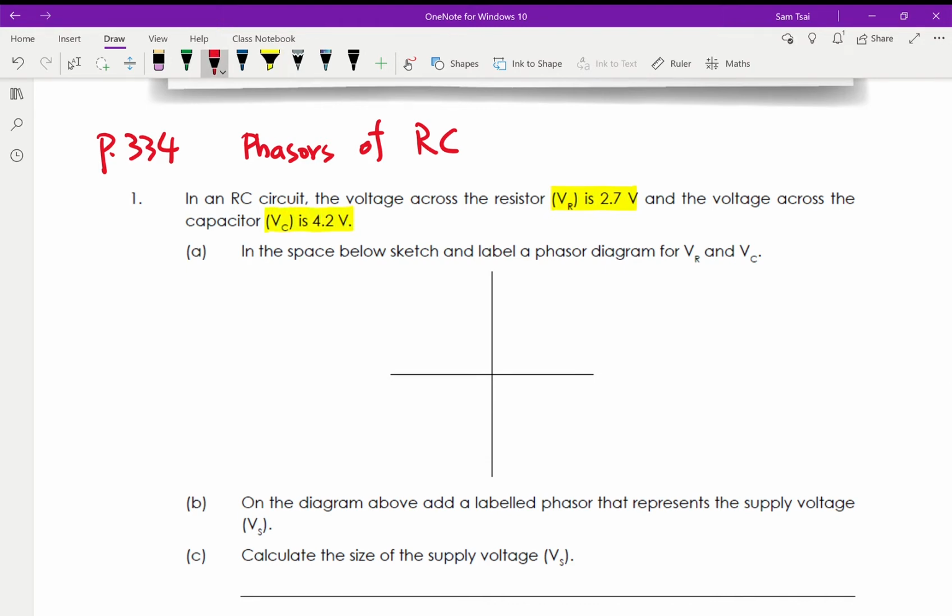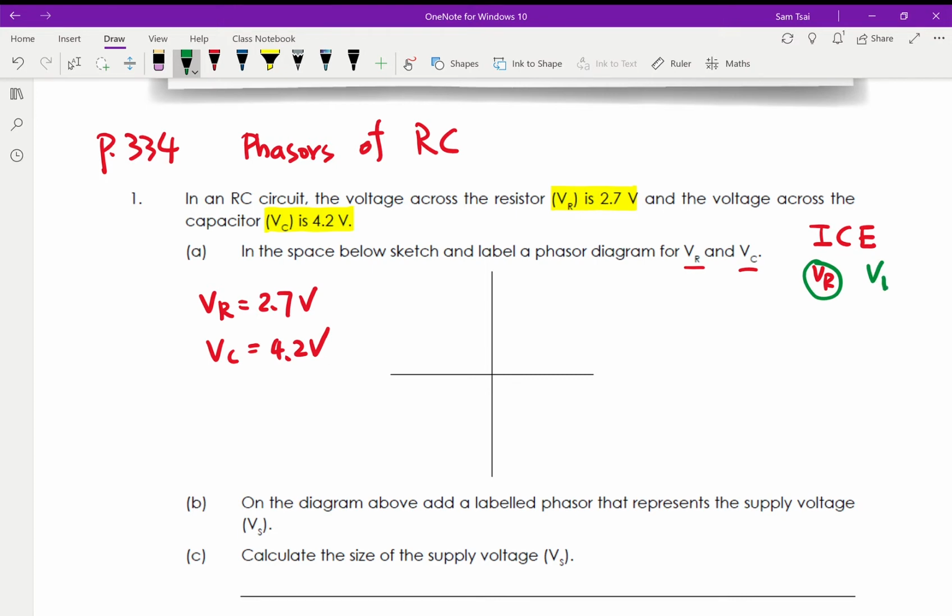So I probably write down one more time. VR is 2.7 and VC is 4.2. They want you to sketch and label VR and the VC. So what do you need to use? What concept do you apply for this one? Okay, remember ICE, and I is VR. Am I right? I and VR, they are in phase.